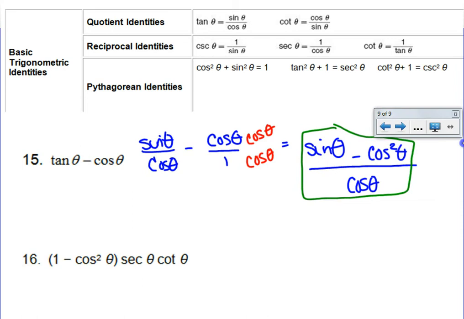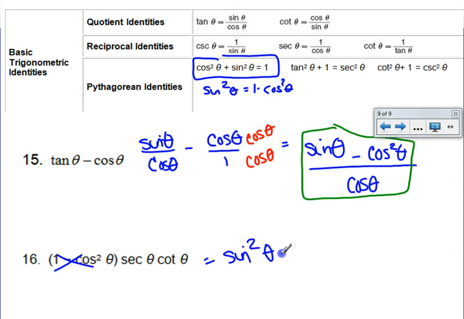And then here, on 16, 1 minus cosine squared is this guy rearranged. So if I think about subtracting the cosine over, we'd have sine squared equals 1 minus cosine squared. So this is really a sine squared. So write sine squared theta, and then I'm going to trade secant for 1 over cosine of theta, and then I'm going to trade cotangent for, let's see, cosine over sine. And I'm going to simplify anything I can. So I see right away that the cosines are going to cancel.